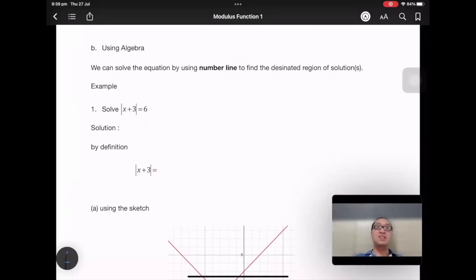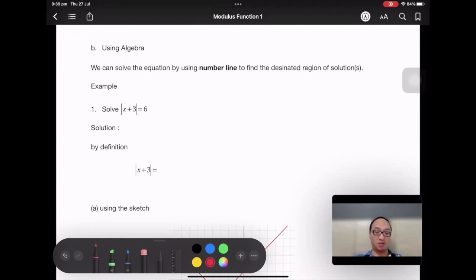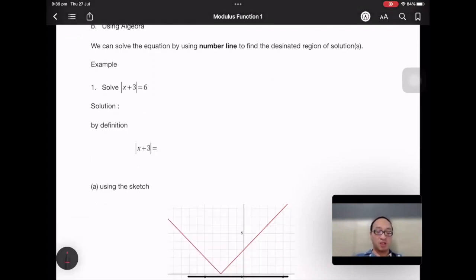Sometimes sketch will help us to show the region, especially in the inequalities. After this, we will discuss inequalities. But let's see the algebra method first. For example, solve absolute value x plus 3 equals 6.